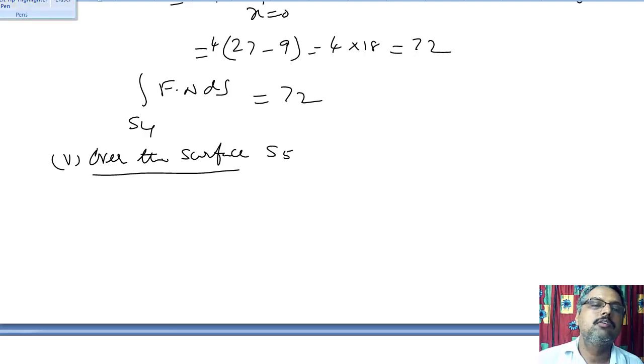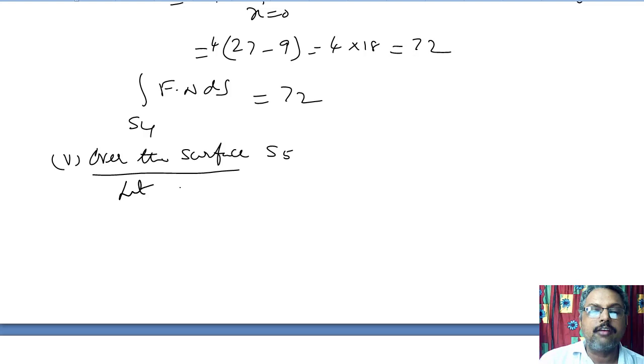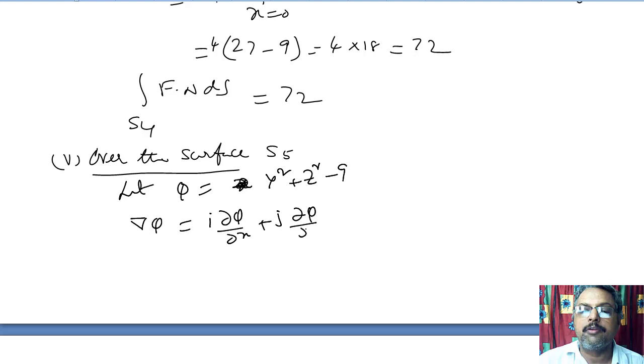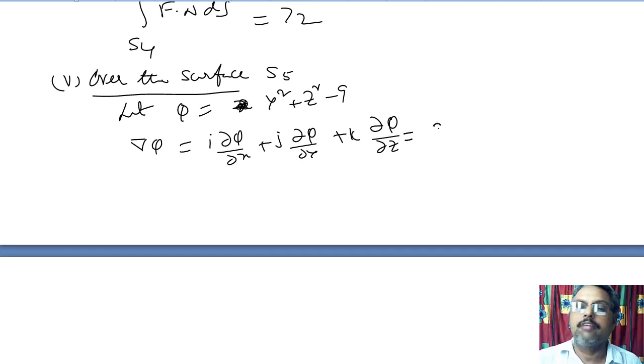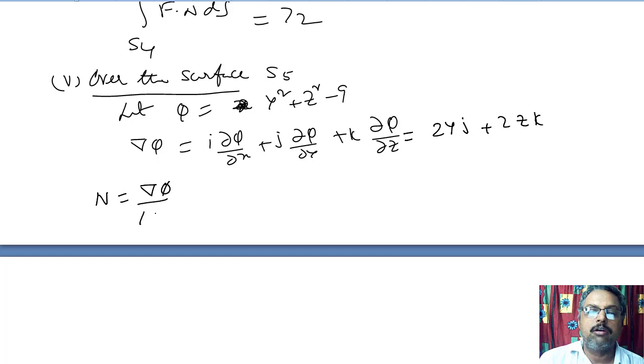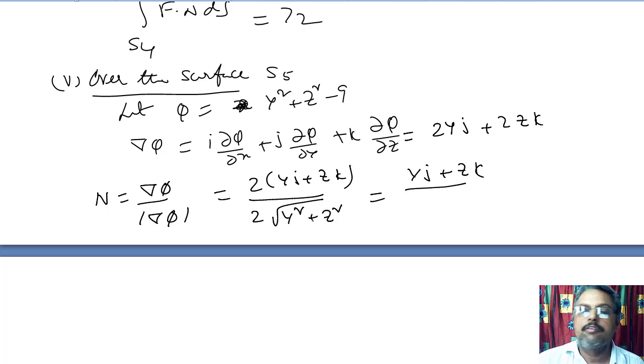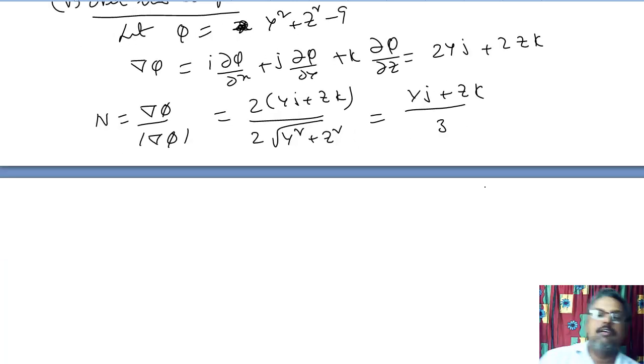Here n equals del phi by mod del phi. What is phi? Let phi equal the cylinder y square plus z square minus 9. Del phi equals i dou phi by dou x plus j dou phi by dou y plus k dou phi by dou z. Then the value is 2y j plus 2z k. N equals del phi by mod del phi, which is 2 times of y j plus z k by 2 times root of y square plus z square. So 2 cancels, y j plus z k by root of y square plus z square, which equals 9 under the root, that is 3. Now what is f dot n?